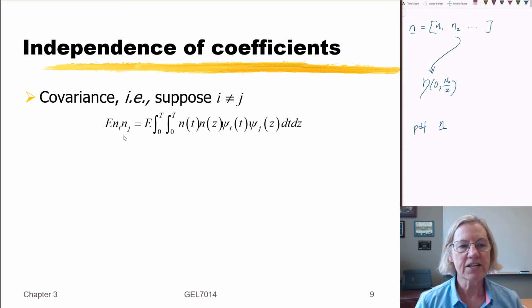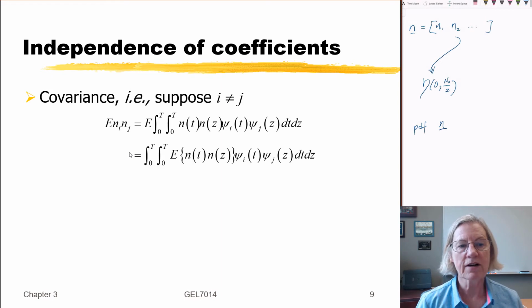By definition, this Ni and Nj are these inner products. The product of these inner products we can make into a single double integral, much like we did before. What's different here is that i is not equal to j, whereas in the previous example we had i and j together. But for the rest of the manipulation, everything is quite similar. We change the order of integration and expectations. We have the expectations here, and the basis vectors are outside the expectation.